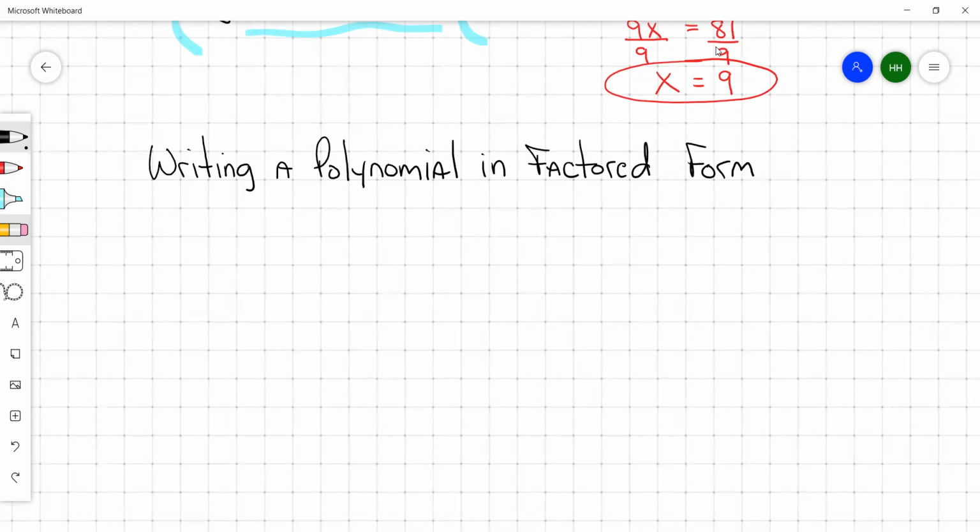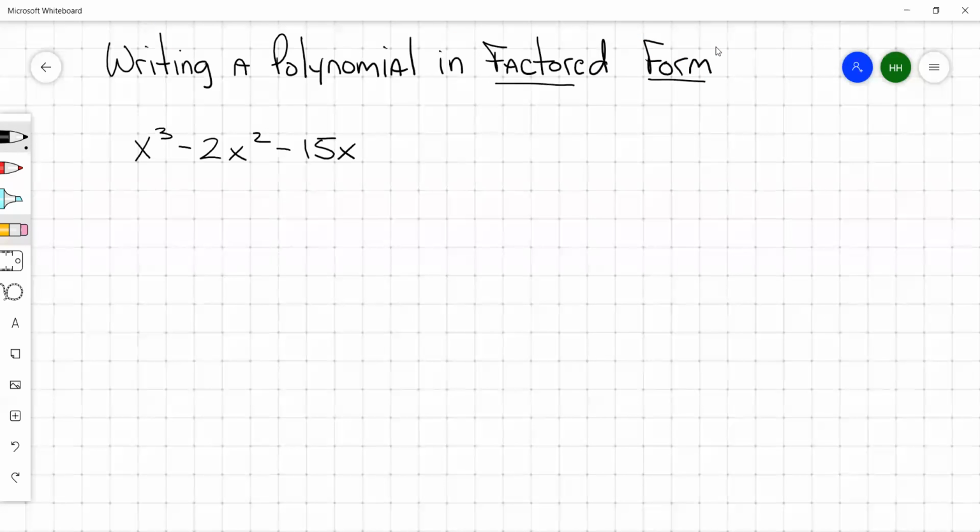So let's say that you're given x to the third minus 2x squared minus 15x. And you have to write this thing in factored form. The first thing you want to do is scan the problem and look for a common factor. When I scan this thing, I see that every term has an x in it. So I'm going to take that x out. And then I'm going to divide every term by that x.